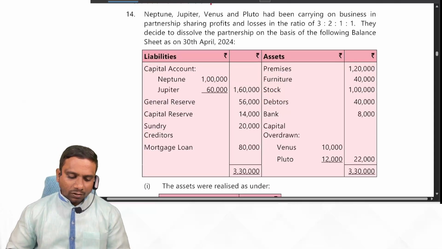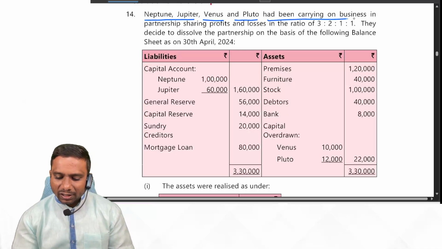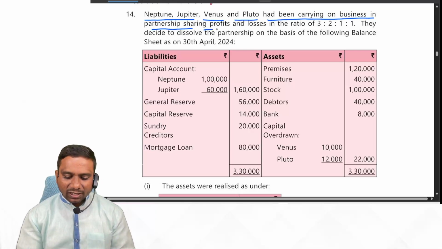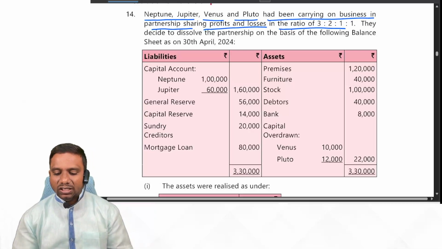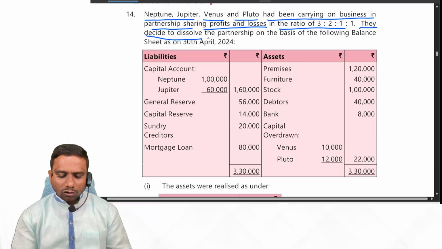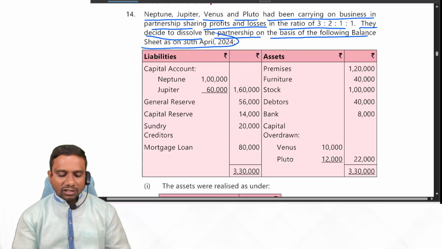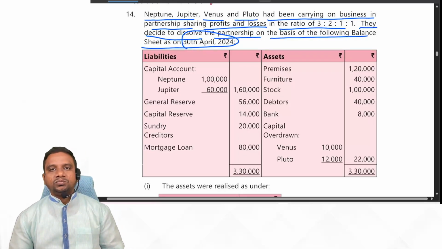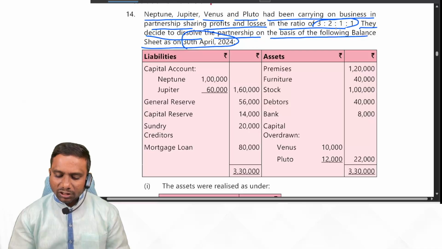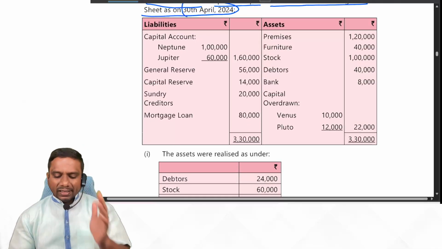Look at this. Neptune, Jupiter, Venus, and Pluto had been carrying on business in partnership, sharing profits and losses in the ratio of 3:1:1:1. They decide to dissolve the partnership on the basis of the following balance sheet as on 30th April 2020. What is their profit sharing ratio? 3:1:1:1. Here they have assets.